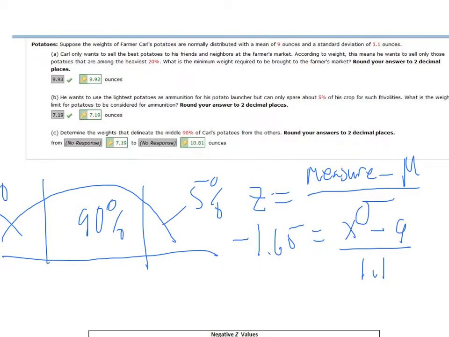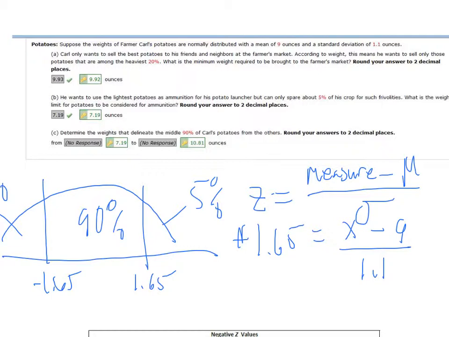And then to get the positive of it, well, there's a couple of ways to do it. One way, that's probably the easiest way, is just treat that as a positive 1.65, because remember, this z-score of negative 1.65 is symmetric to the positive 1.65, and that's where you're going to get the other value. Okay, multiply the positive 1.65 times 1.1, and then add 9 to do it.